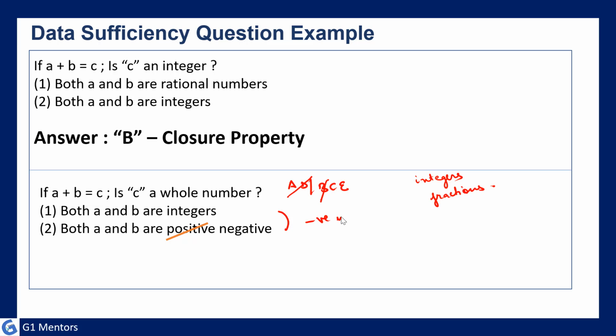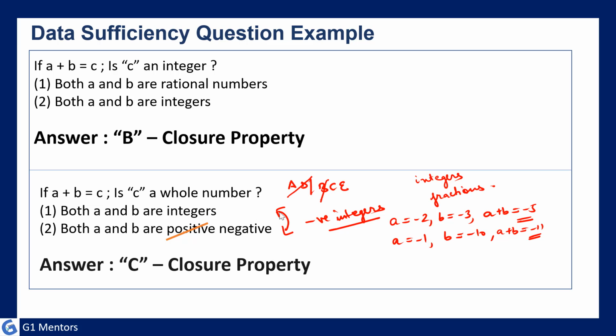a and b are negative integers. So a can be -2 and b can be -3. In this case, a plus b is equal to -5, which is not a whole number. Let's try another. If a is equal to -1 and b is equal to -10, a plus b is equal to -11, which is also not a whole number. So both together are sufficient to answer that c is not a whole number when both statements hold true. So the answer choice is C, under the closure property.